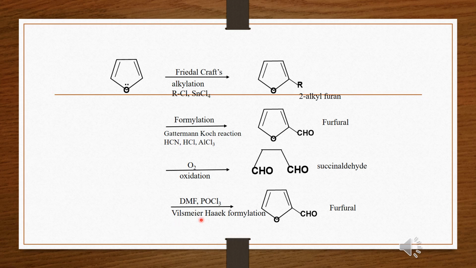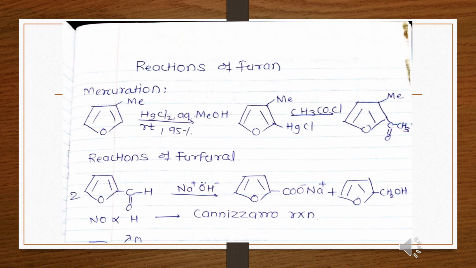Then Vilsmeier-Haack formylation, as the name suggests, is a formylation in presence of dimethylformamide and POCl3, which introduces a CHO group, which is also known as furfural. Now another reaction of furan is mercuration. Here in presence of mercuric chloride and methanol, a mercury chloride group will get attached, which again in presence of acetyl chloride, an acetyl group will get introduced.